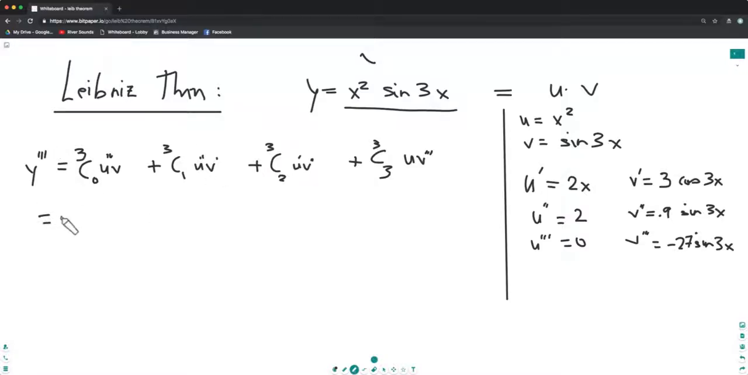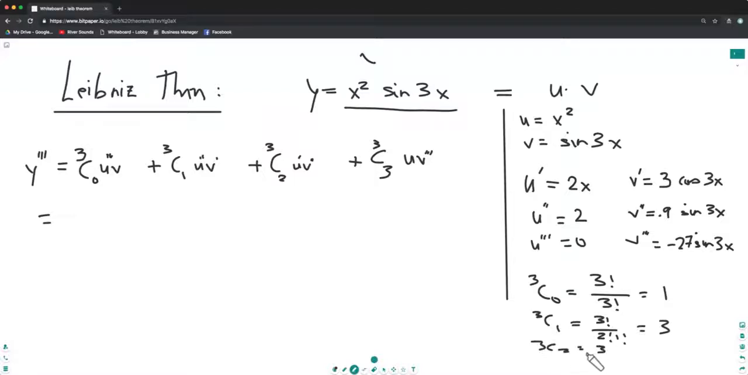Of course, let's calculate what 3c0 is. 3c0 is going to be 3 factorial by 3 factorial, so that's 1. 3c1 is going to be 3 factorial by 2 factorial, 1 factorial, so that's 3. 3c2 is going to be 3, and 3c3 is going to be 1. So you can see these coefficients, this one and this one, are the same value, and this one and this one are the same value. So just write it down: it's 1, 3, 3, 1.